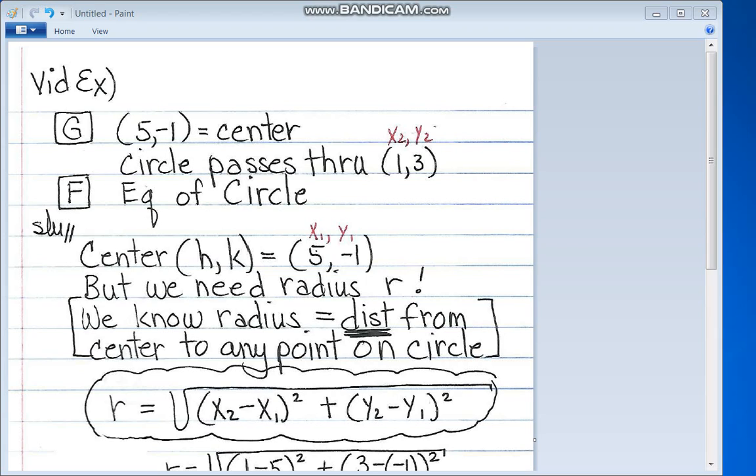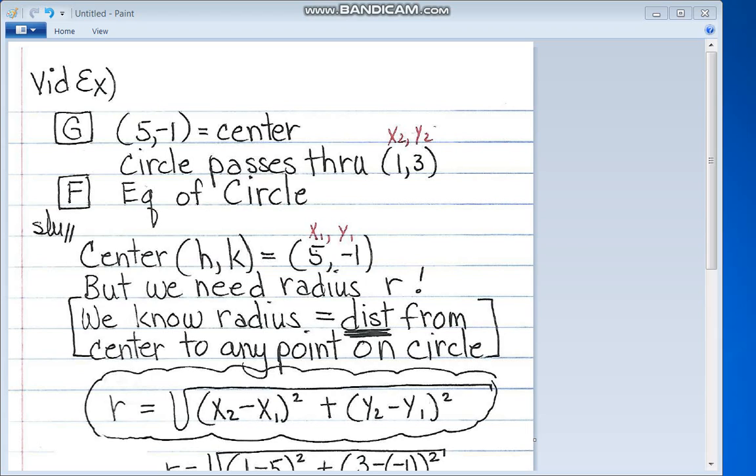For this video example, we're given an ordered pair (h, k) because it's a center. It's the x, y coordinate for the center. (h, k) equals (5, -1), and it's a circle, and this circle passes through the ordered pair (1, 3). We are asked to find the equation of the circle.